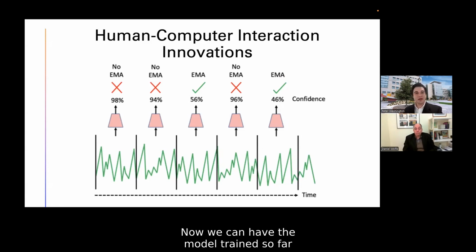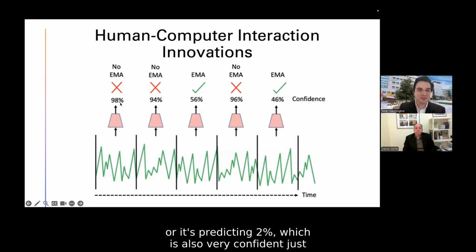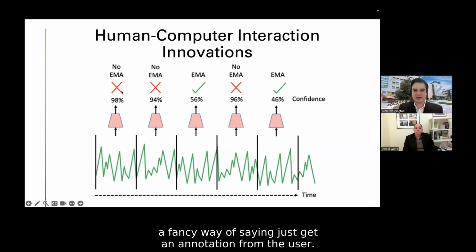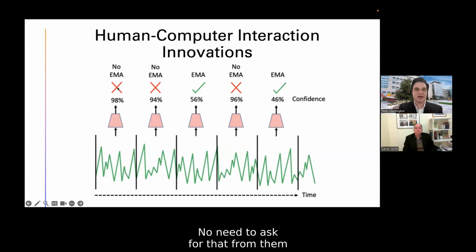Now, we can have the model trained so far make a prediction. And if that prediction is confident, say it's predicting 98% for a binary task, or it's predicting 2%, which is also very confident just in the other direction, then there's no need to ask for an EMA, which is a fancy way of saying just get an annotation from the user. No need to ask for that from them because the model's already pretty confident in its prediction. And so don't burden the user in those cases.